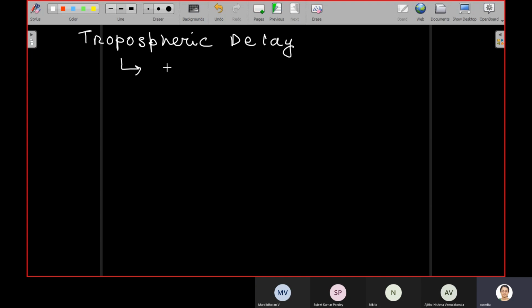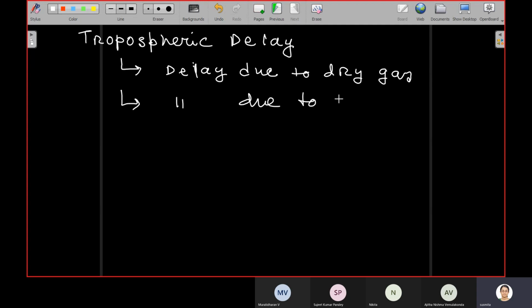Now this has two components. Delay due to dry gases, and then delay due to water vapor. This is also called wet delay.